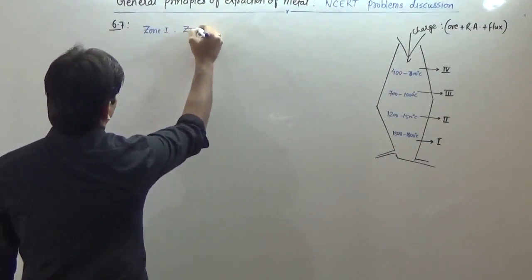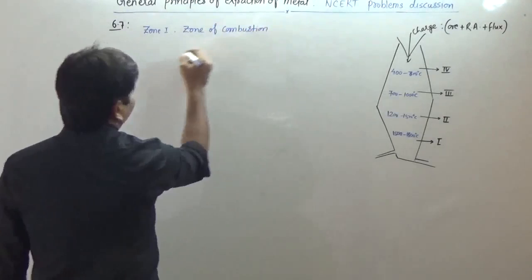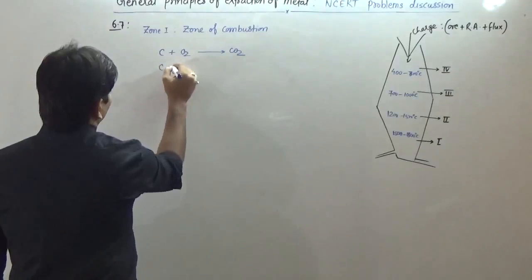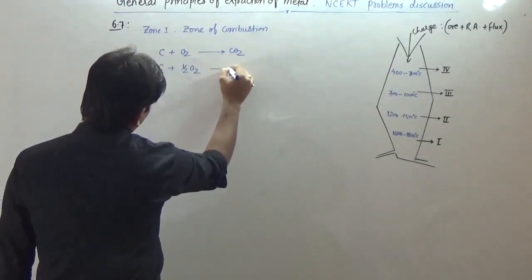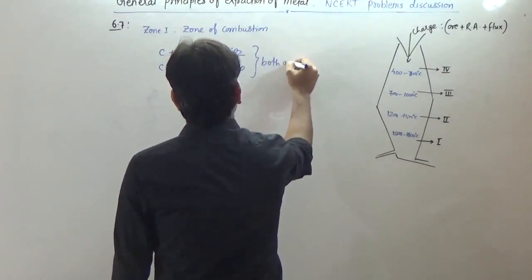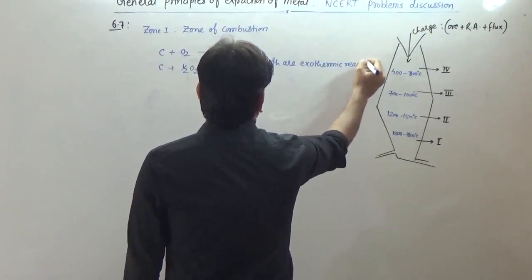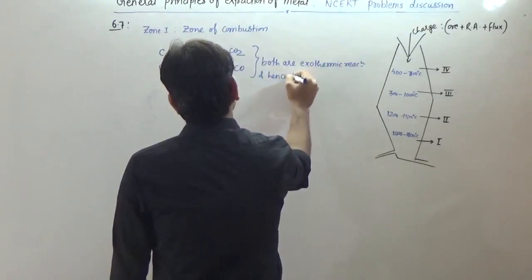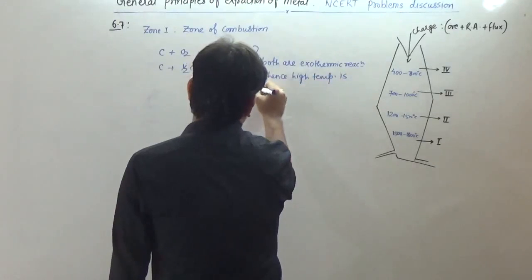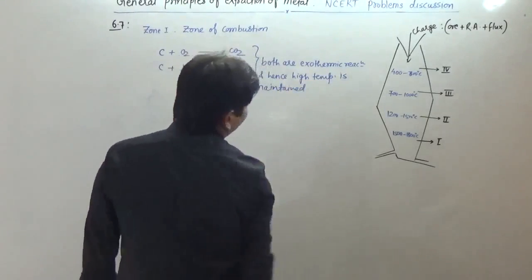Zone 1 is called the zone of combustion. Here the reducing agent carbon will react with O2 to form CO2, and CO2 reacts with carbon to form CO. Both are exothermic reactions, and hence high temperature is maintained.